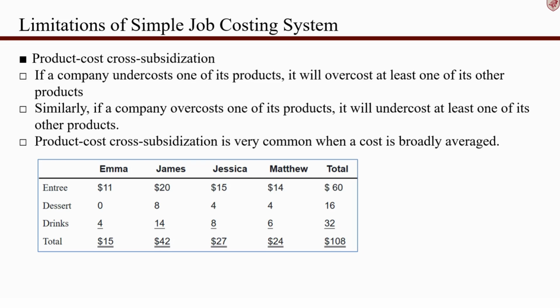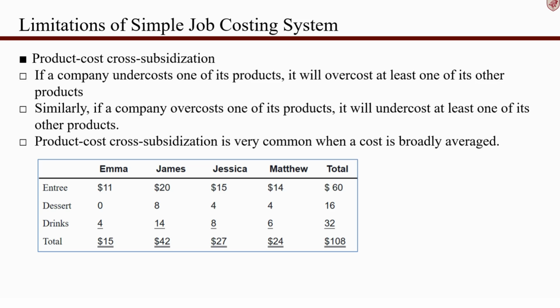So what does it mean by subsidization? Subsidization basically means when a certain party A subsidizes, helps, the certain other party B, right? So party A is sort of sacrificing for the benefit of party B, right? Either one of them is sacrificing. So for example, if a company undercosts one of the products, it will always overcost at least one of their products, right?